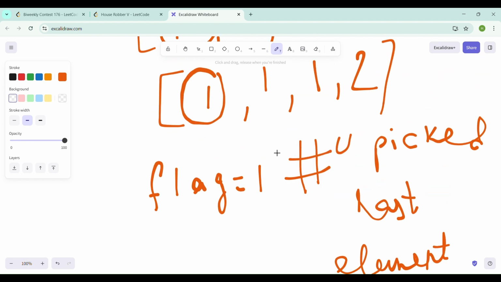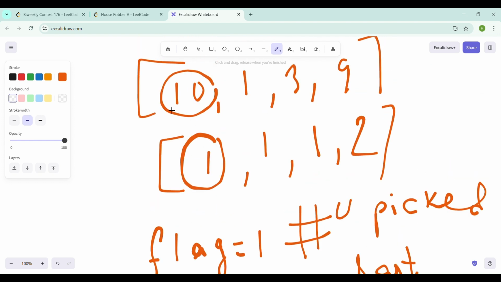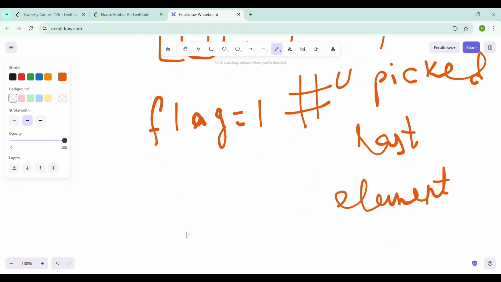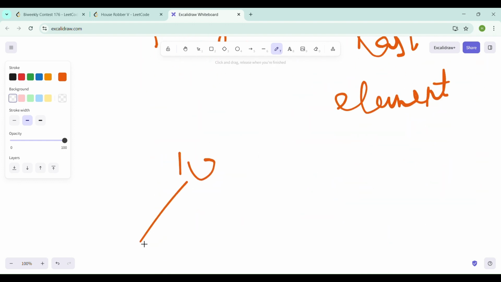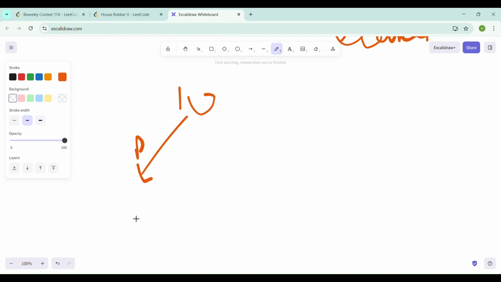Let's say when you pick this 10, I'm taking this test case as the best case scenario. Let's say you had 10 and you picked this up. If you pick this up, you will say my flag was 1, I'm writing F, and the value which will be added to your answer is 10. And let's say if you didn't pick up, let's say NP.